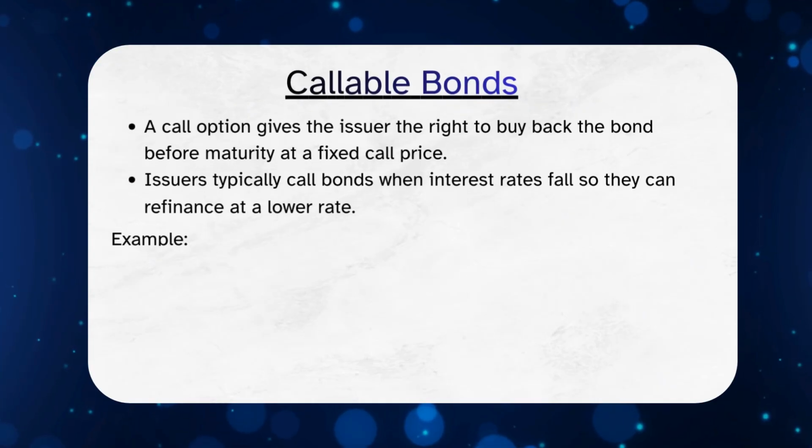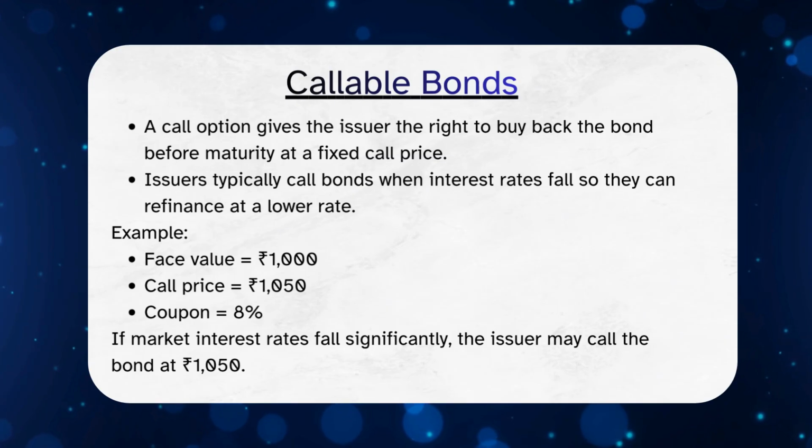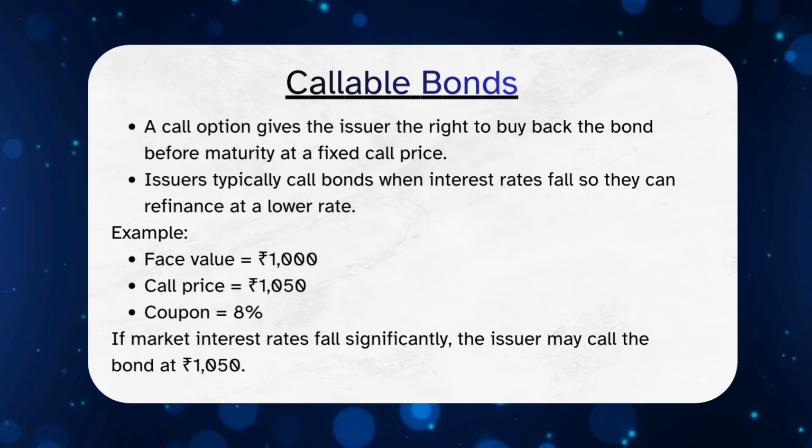Let's first discuss callable bonds. A callable bond gives the issuer the right to repurchase the bond before maturity at a predetermined call price. Companies usually exercise this option when interest rates fall, allowing them to refinance their debt at lower rates.